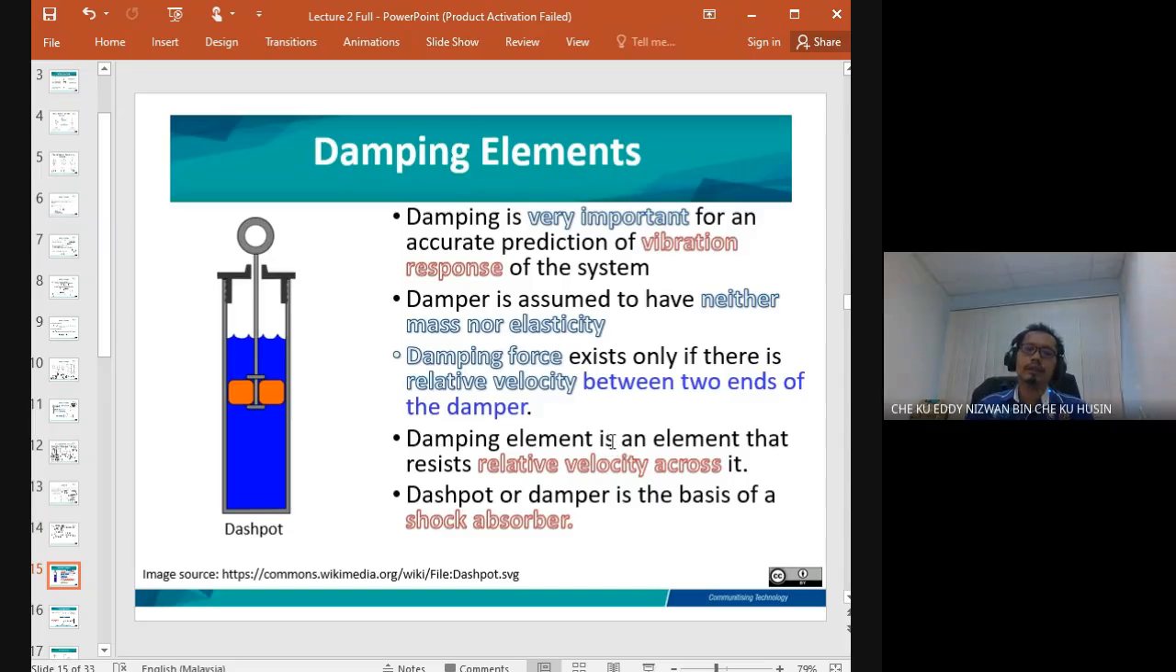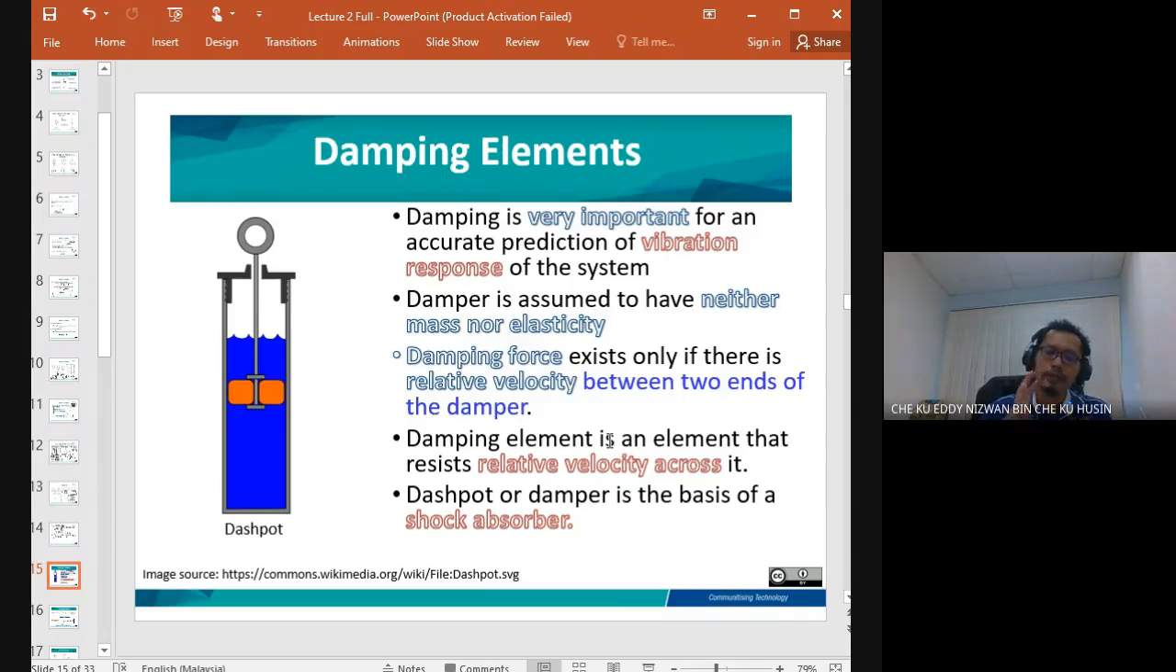Now we go to another element, which is the damping element. Damping is basically used to reduce the vibration, to absorb the vibration. This element is very important, because in an actual system there is damping. If we know the value of the damping, then we can accurately predict the vibration response.